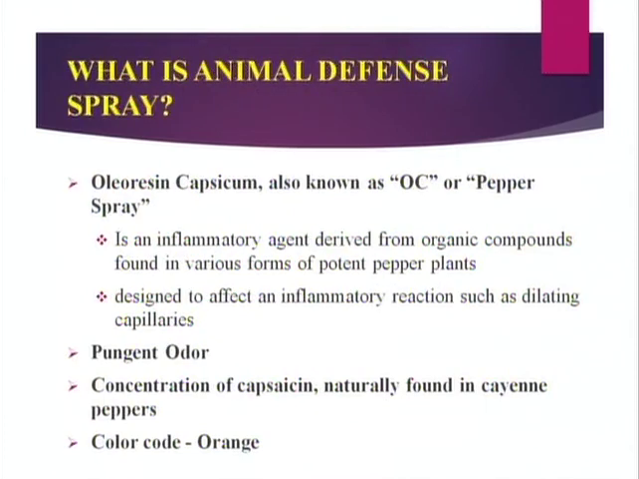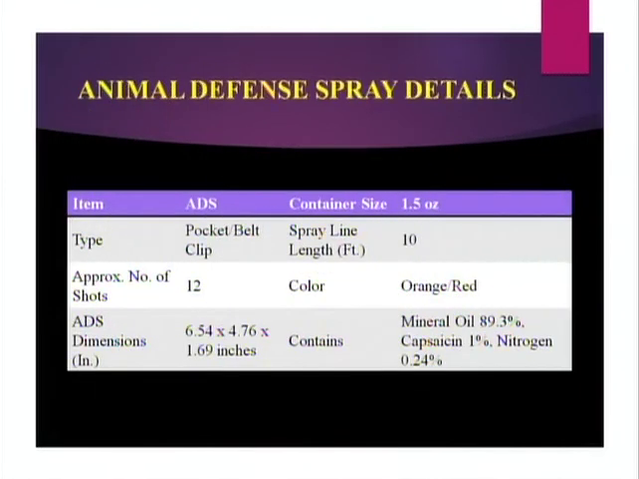Oleoresin capsicum, also known as OC or pepper spray. It is an inflammatory derived from an organic compound mostly found in potent pepper plants. It's designed to affect inflammatory reactions such as dilating capillaries. It has a pungent odor, and it can also be found in chili peppers as well. The color is orange and red.